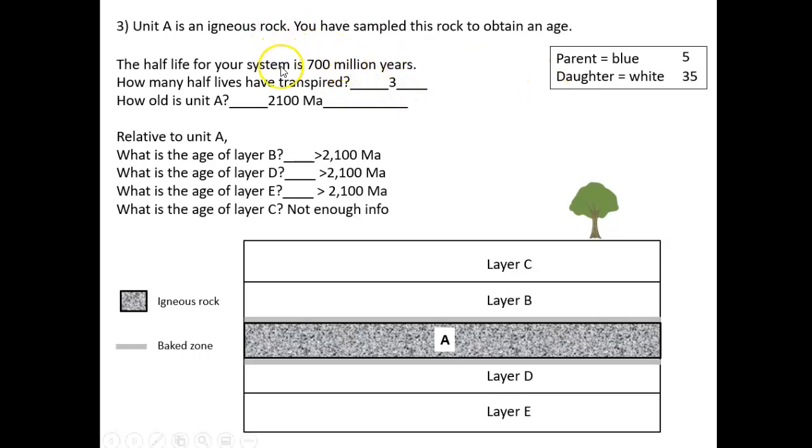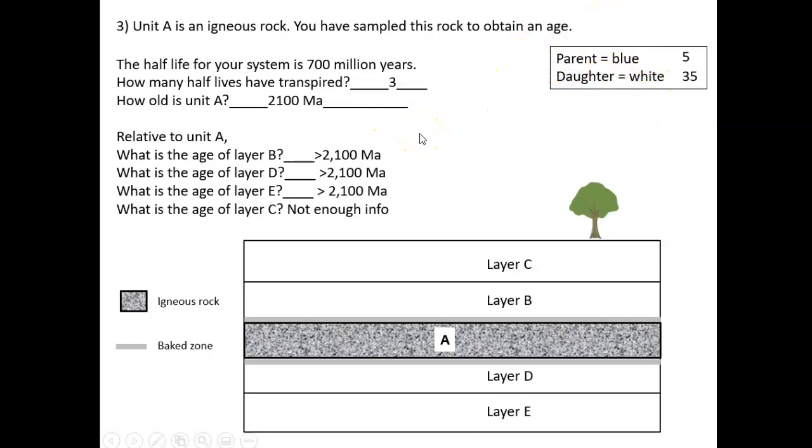So if my half-life for my system is 700, that's how long it takes for 1. So I have 3, so 3 times 700, we get 2,100 million years for the age of this unit, or 2.1 billion if you like. But this is how we would calculate half-lives.